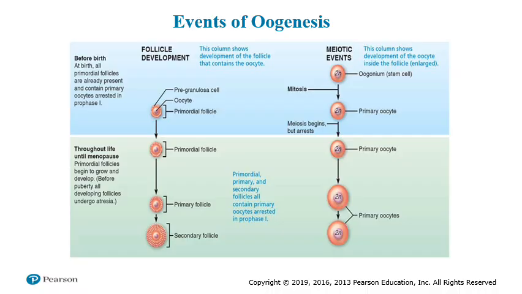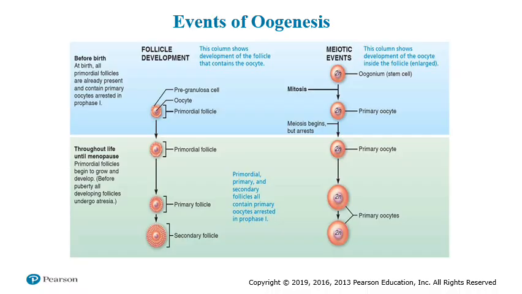Meanwhile, your primary follicle has a layer of cuboidal epithelium. You could see here, these are flat cells surrounding this follicle here. Here, the primary follicle will have cuboidal cells surrounding it.